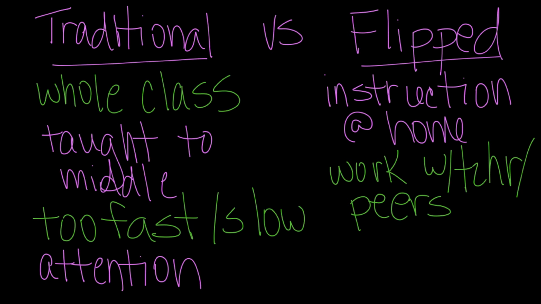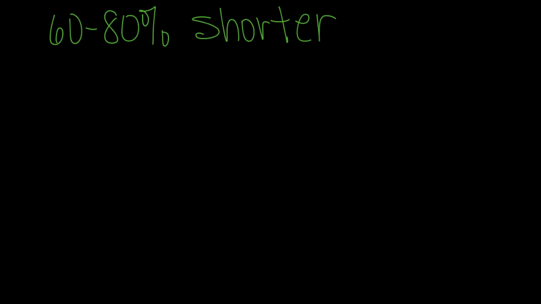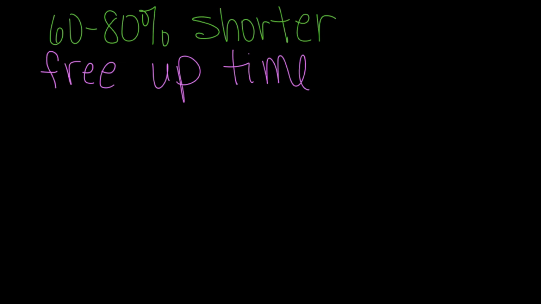Now, some of the benefits of this particular type of instruction involve the fact that it is 60 to 80% shorter for teachers to do instruction in this form, because we often don't have to stop our instruction to answer questions or reteach or go back and take care of behavior problems or whatever else is going on in the classroom. So the fact that it's 60 to 80% shorter allows teachers in a flipped classroom to free up some time, and that time we can activate students' brains, get them thinking and doing things that maybe we didn't have time to do before.